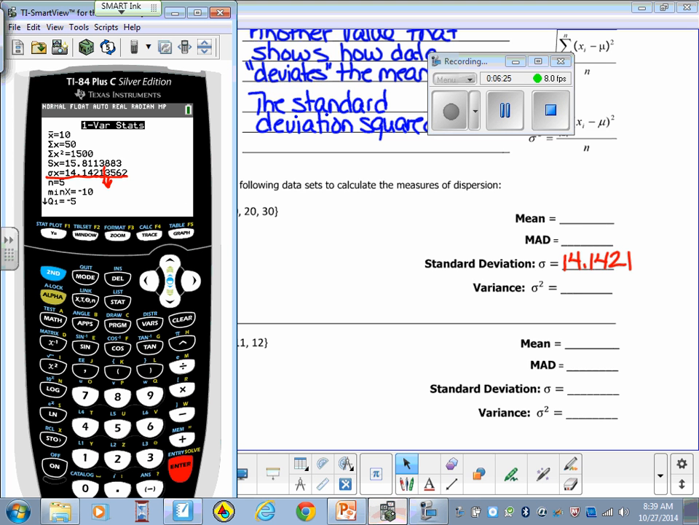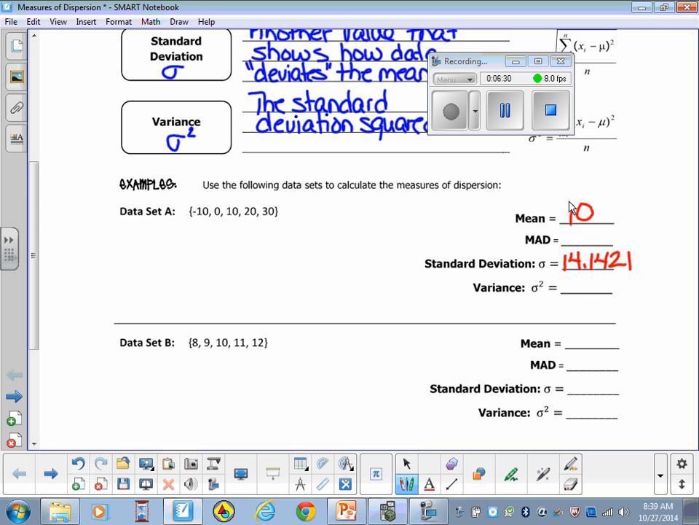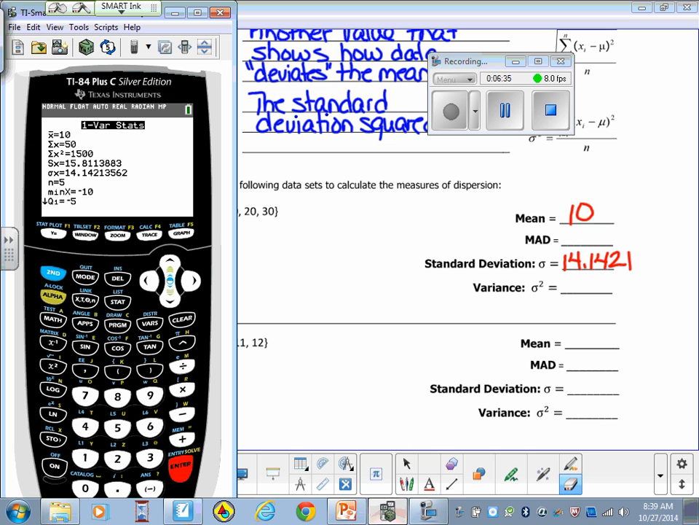Coming back, looking at our calculator, my mean was 10. Let's fill that in. Variance is just standard deviation squared, so that's going to be easy. I'm going to do 14.1421 to the second power, enter. Okay, again, we're going to go 4 place values, 1, 2, 3, 4. The 9 makes me round up, so 199.9990.